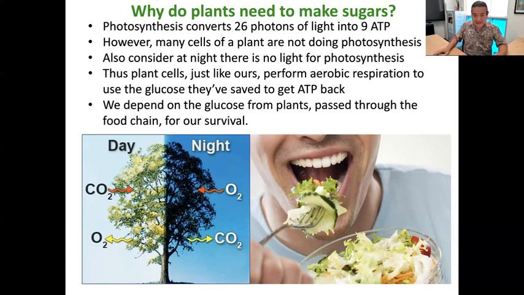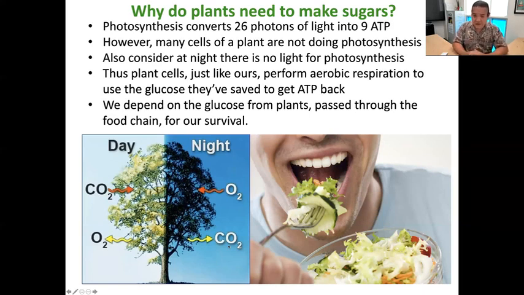So at night, it's a very different story than during the day. During the day, when there's lots of sunlight, carbon dioxide is taken in by the leaves of the plant, O2 is released, but at night, it flips around. Oxygen is taken in by the plants to do aerobic respiration, and carbon dioxide is released.